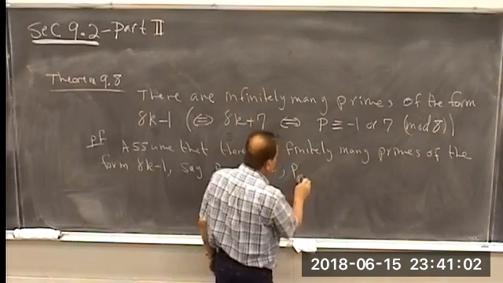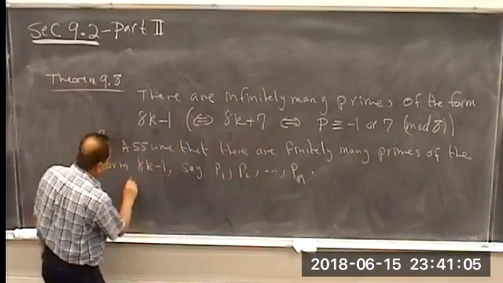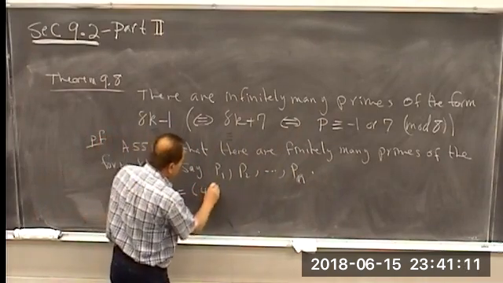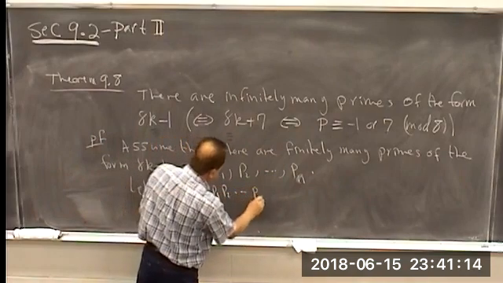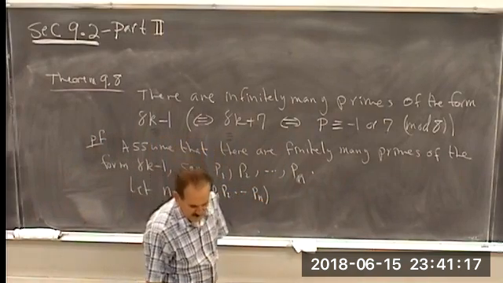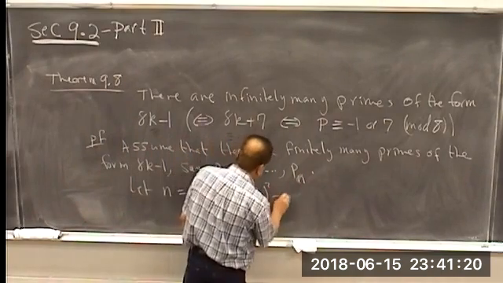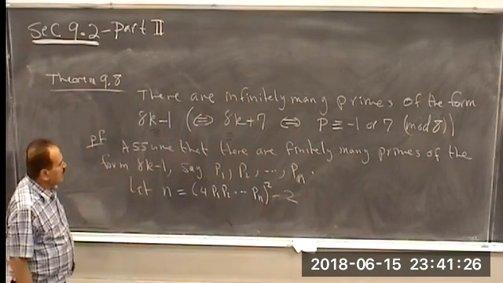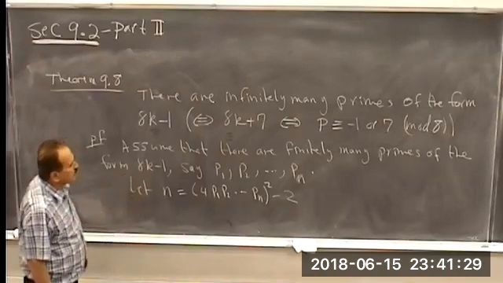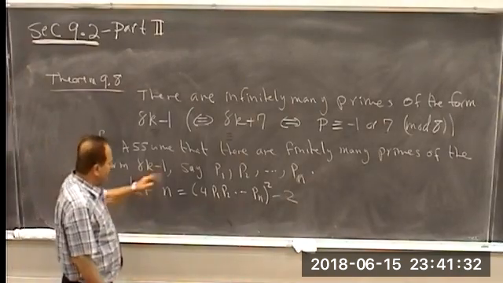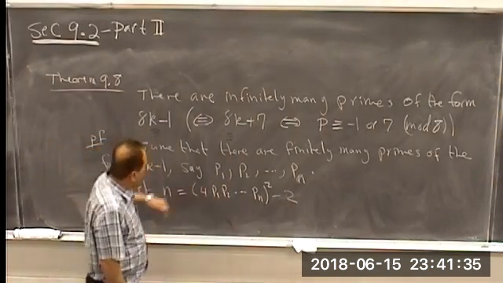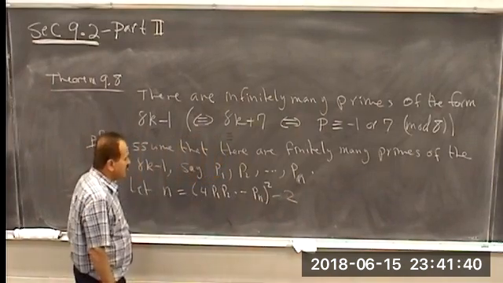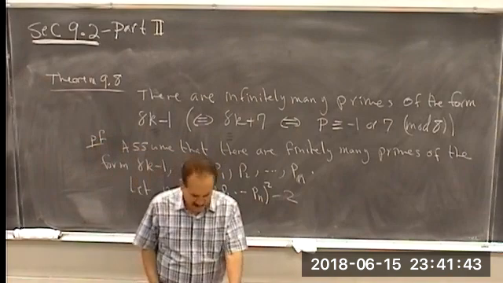We're going to then define a number. Let N equal 4 times P1, P2, up to Pn, squared, minus 1. Now, it's not very hard again to see that this number is actually of the form 8k minus 1. When you square this, you could factor out an 8 and then rearrange it and have a -1.